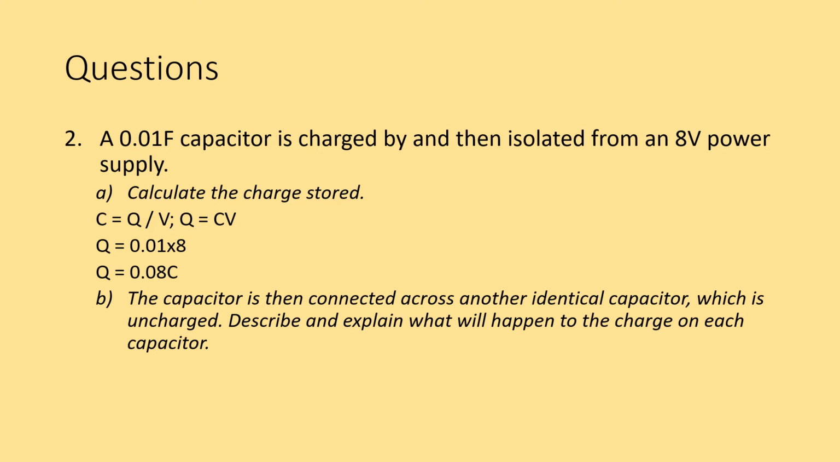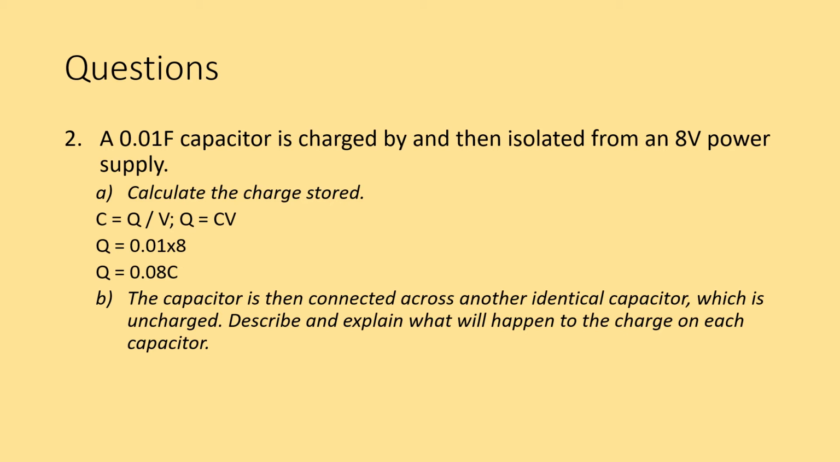The capacitor is then connected across another identical capacitor, which is uncharged. So the key here is they are identical capacitors. We've isolated it from the 8 volt power supply. One capacitor is fully charged. It's now connected to an identical uncharged capacitor. Describe what happens to the charge on each capacitor. What's going to happen here is the charged capacitor is going to now charge the uncharged capacitor.